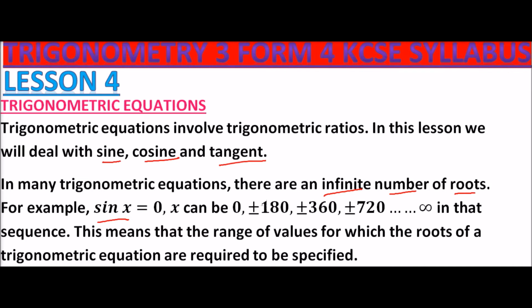This means that when we are working with trigonometric equations, we have to specify up to what range we want our x, or our value of the sine, cosine, or tangent, to satisfy. That is why in trigonometric equations we have the range 0 less than or equal to x, less than or equal to 360. That means that the values that satisfy x should be between 0 and 360.